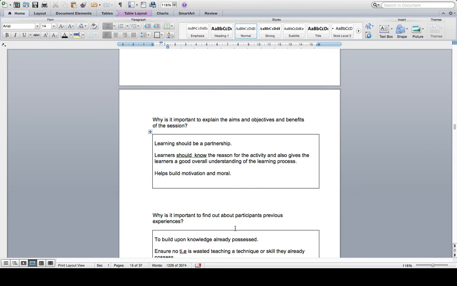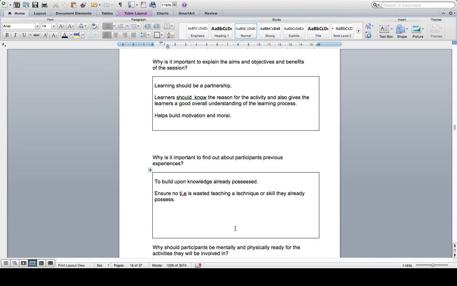Okay, moving on, page 16. It states, why is it important to explain the aims and objectives and benefits of the session? As I've said before, this is similar to a box that we did before. It's really important that the participants understand why they are doing something. Coaching should be a partnership. It shouldn't just be the coach saying, do this, do that, you need to do this, you need to do that. It should be a partnership.